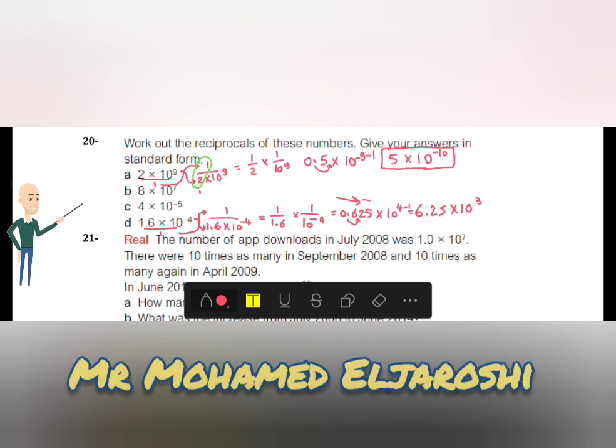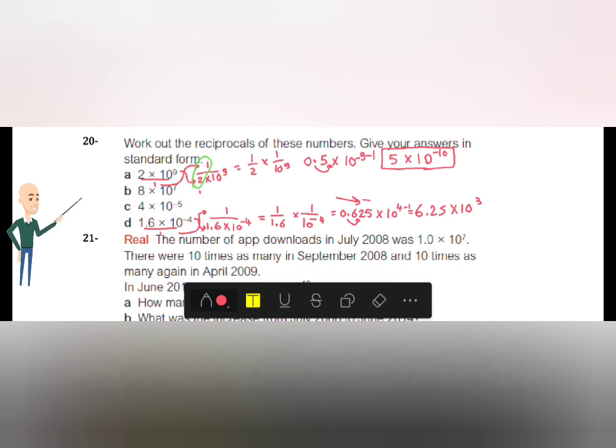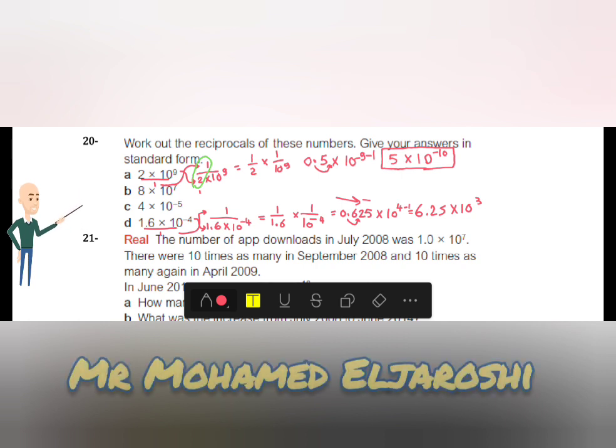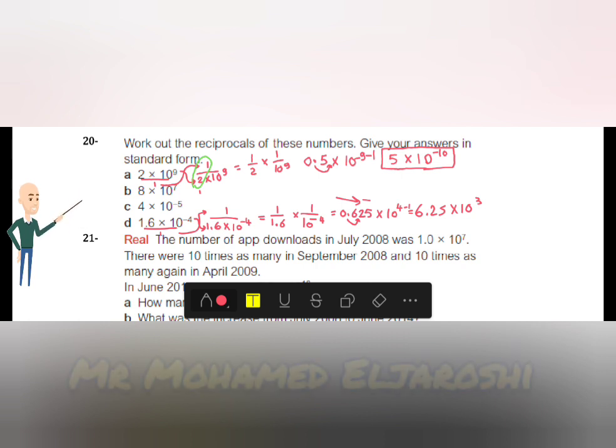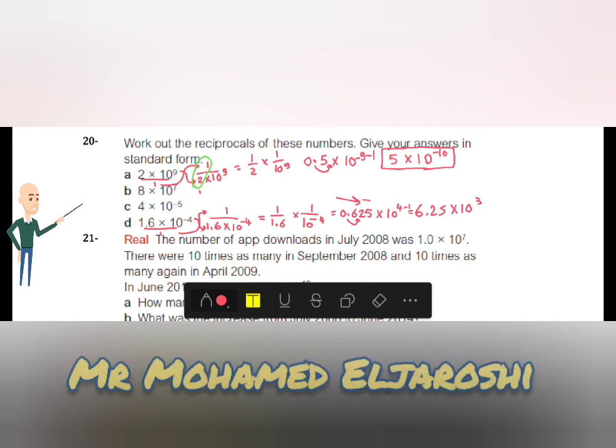Question 20 is a little bit tricky, but if you do it with a calculator, it will give you the answer directly. You don't have to do these steps. But sometimes in the questions, they will ask you for the steps, and you need to know every step in each question. Now, let's move on to question 21.